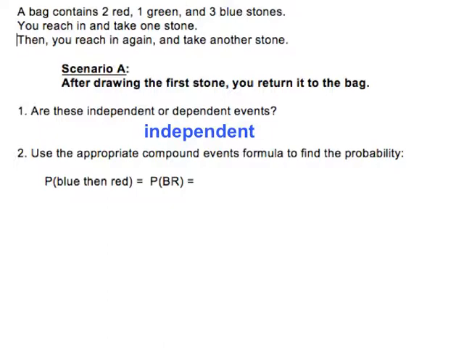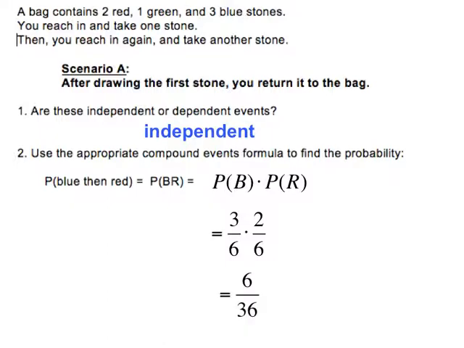So the probability of a blue then red can be written as BR. I'm using the equation that tells us this is an AND event, blue and red, and I'm going to multiply when it's AND. I'm just multiplying the probability of the blue by red because there's no dependence here. So blue is 3 out of 6 stones, red is 2 out of 6. You multiply those two and you get 6 out of 36, which is 1 out of 6. That's your probability of drawing a blue and a red.